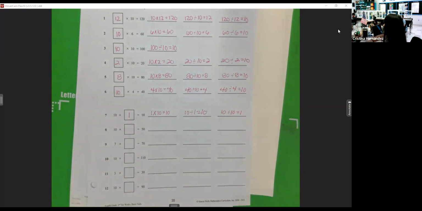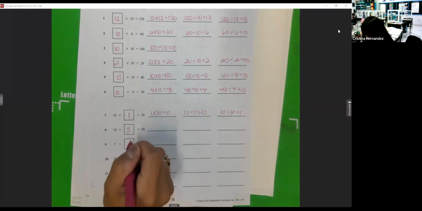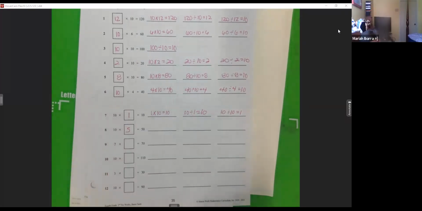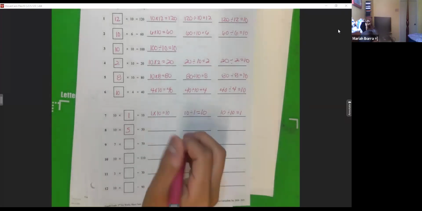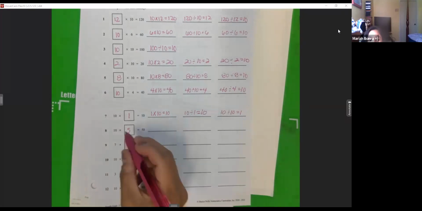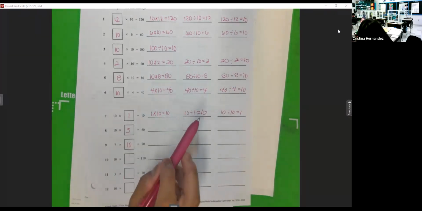Who wants to do the next one? Can I do it? Ray, come on. Sure. 10 times 5 equals 50. Mm-hmm. 7 times 10 equals 70. Oh, you're going down this way? Oh, wait. Go this way. Sorry. That's okay. Ooh, those are cute.